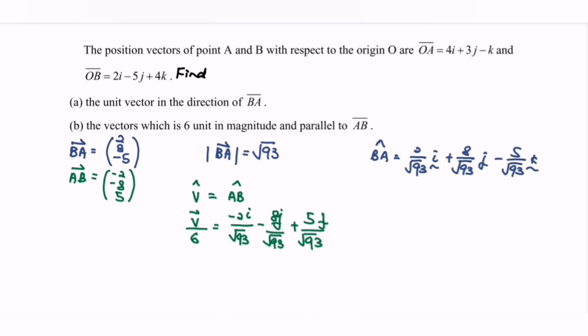So in order to find the V, we need to cross multiply, or multiply both sides with 6. So we will have negative 12 over the square root of 93 i minus 48 j over the square root of 93. Finally, plus 30 over the square root of 93 k. So here we are, and thanks for watching.